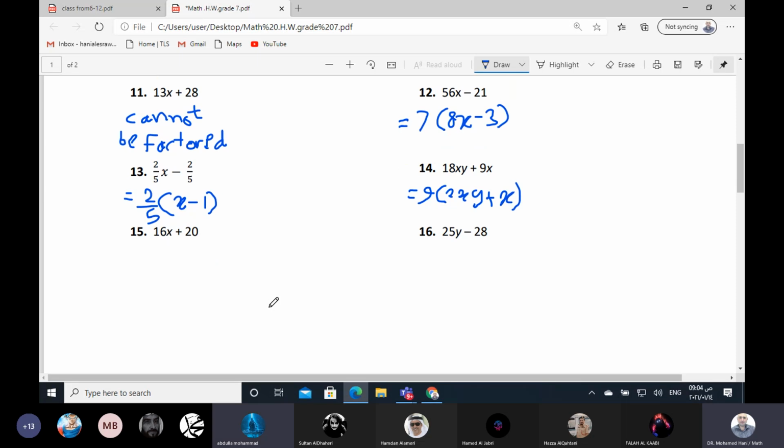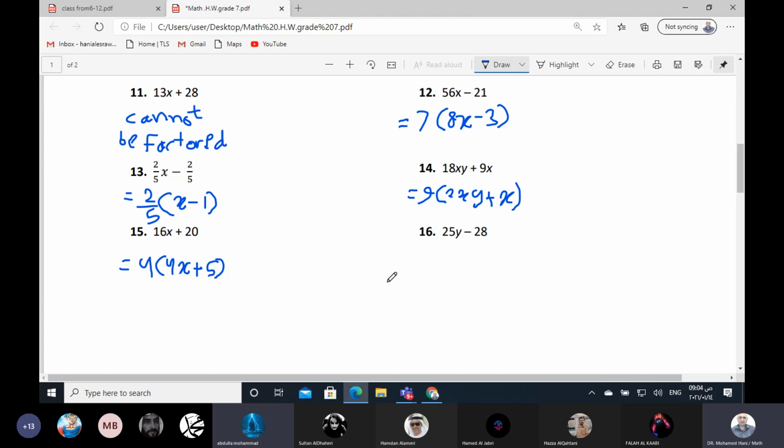Thank you, Abdullah. Who can solve number 15? Mister, can I solve it? Yes. Put 4. Open parentheses. Put 4x. Put plus sign, 5 plus 5. Close parentheses. Excellent. Thank you, Abdullah. I will add to you 5 marks. Great work. Who can solve number 16?